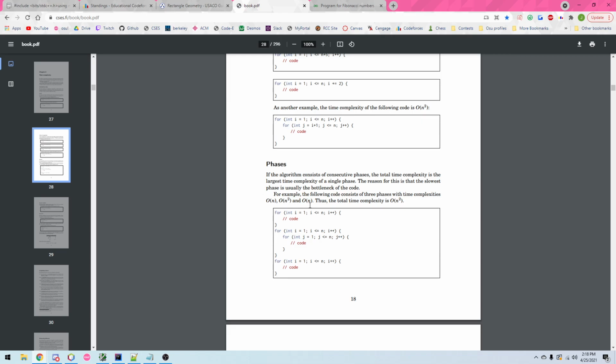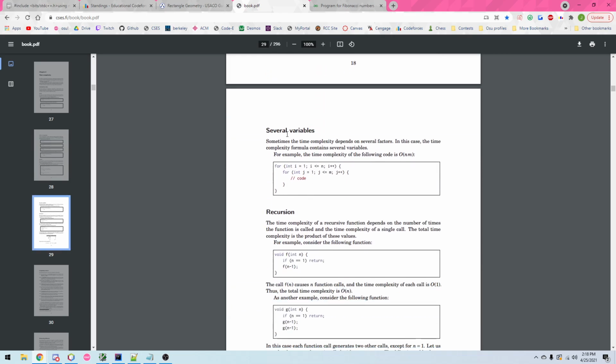Let's see, where were we? All right, we're down here. Sometimes the time complexity depends on several factors, so you might not always be just iterating from 1 to n, right? You might have multiple variables. A good example is let's say you have a 2D array and you have n rows and m columns. You're not gonna go to n both times, right? You're gonna have one for loop until n and the other one until m. In fact, that's kind of what this code is here. So you could say the time complexity of iterating or outputting through a 2D array would be O(n times m). They put it right here.